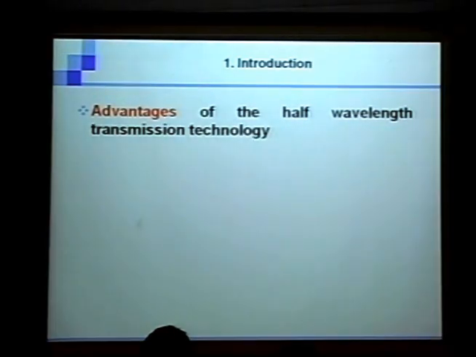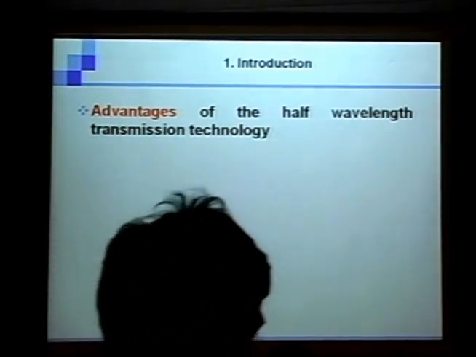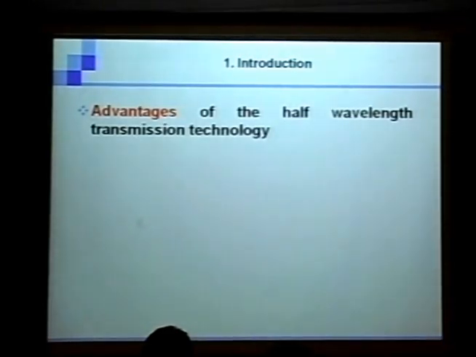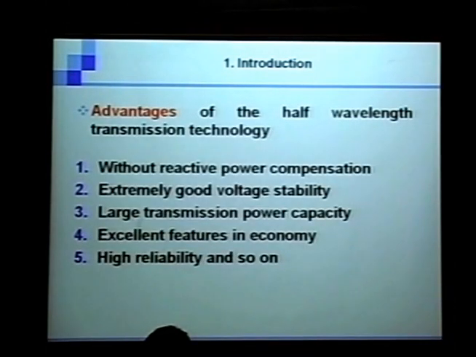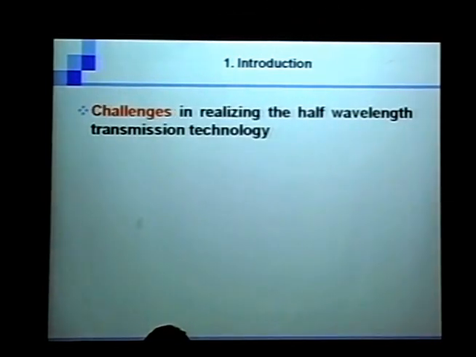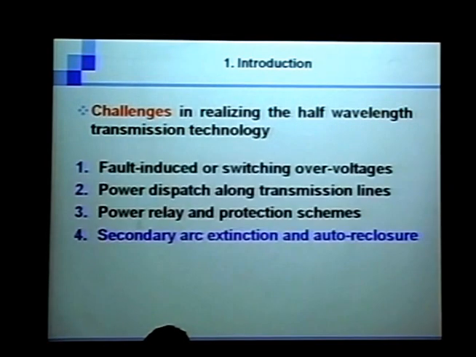I think the previous presenters have given the advantages of half-wavelength transmission. I just mention them here: no reactive power compensation, extremely good voltage stability, large transmission capacity, excellent features in economy, high reliability, etc. But there are still some challenges to realize this technology in reality. I just give some for your reference.